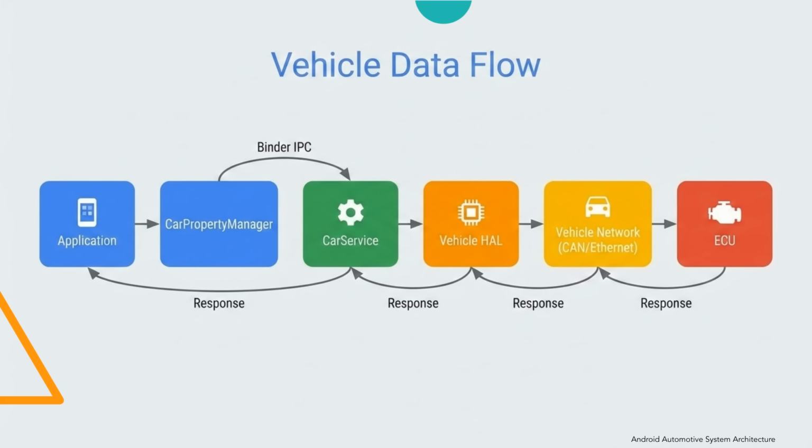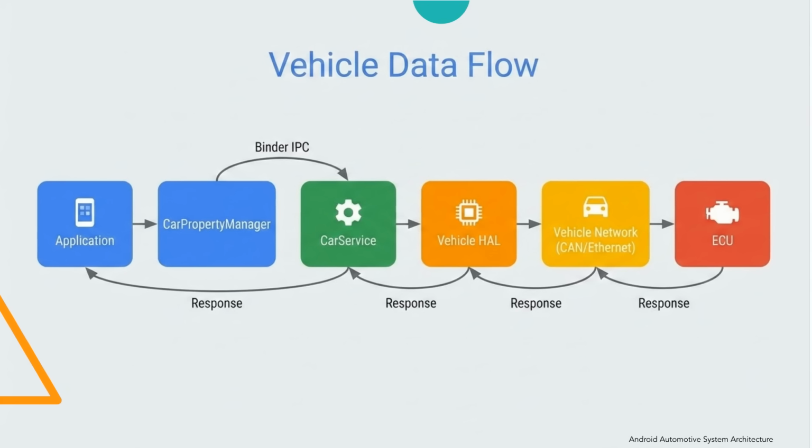Vehicle HAL translates this request into vehicle network communication, such as CAN message or Ethernet request. The ECU processes the request and sends a response. This response flows back through Vehicle HAL into car service, and finally, to the application. This multi-layer flow ensures strict control and prevents direct access to vehicle networks.